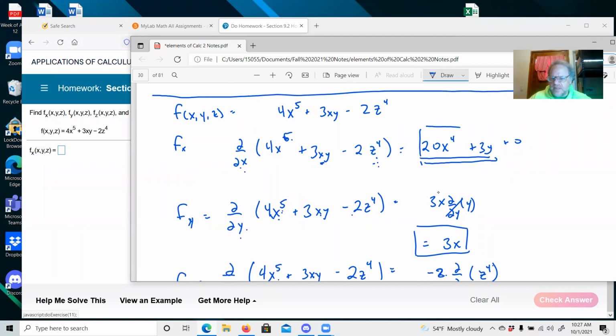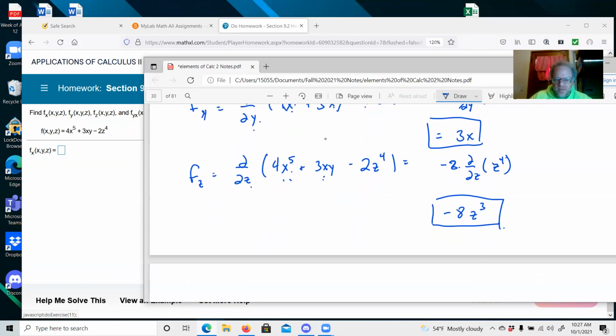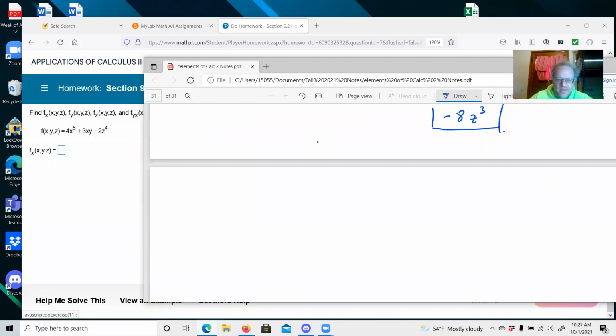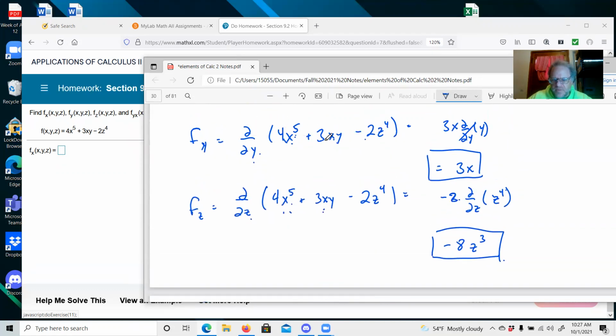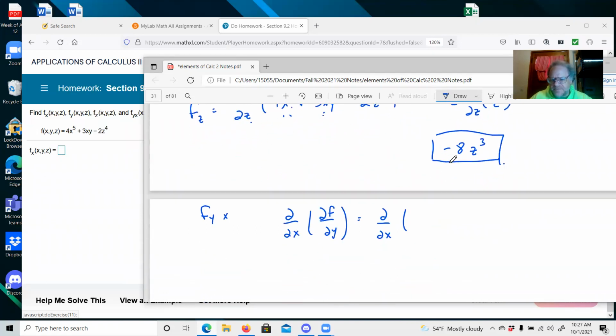And what else did they want? They wanted the derivative of yx. So we want f_yx, the derivative with respect to x of this thing. What is the derivative of 3x? Well, that's 3, because the derivative of x with respect to x is 1.